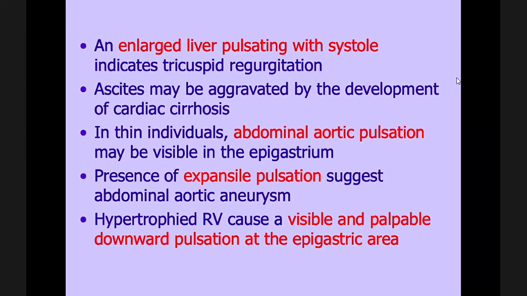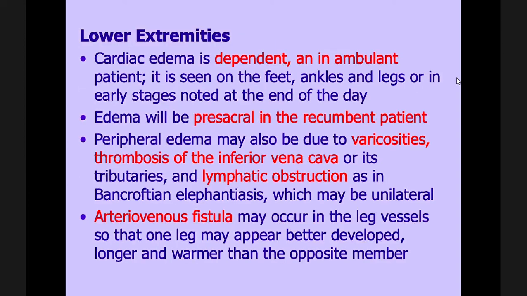Now, if you have hypertrophy of your right ventricle, this may cause visible and palpable downward pulsation at the epigastric area. Because your right ventricle is located mid-sternum and it is near the epigastric area. So that's why you can have visible and palpable downward pulsation in that area.